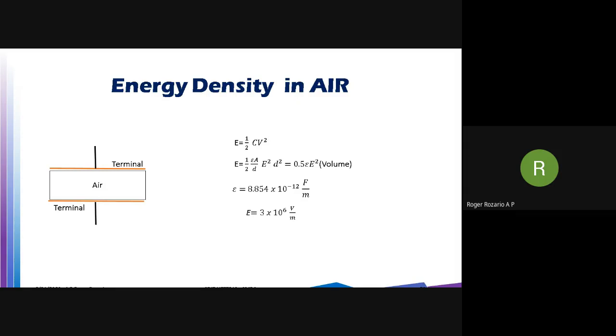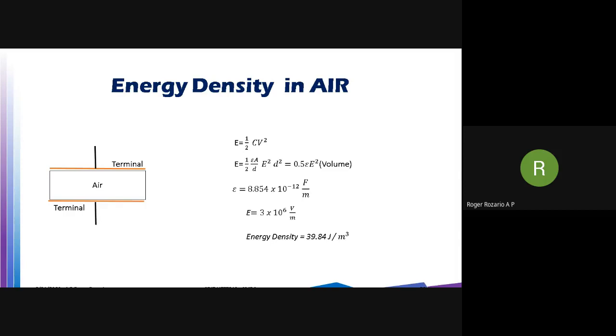So air as a dielectric material can withstand this amount of electric intensity, 3 into 10 power 6 volts per meter. So when you multiply everything, you will get the energy density to be 39.84 joules per meter. So if you use air as a dielectric material and manufacture a capacitor, the energy density of the capacitor, how much amount of energy can be stored per meter cube, is 39.84 only.